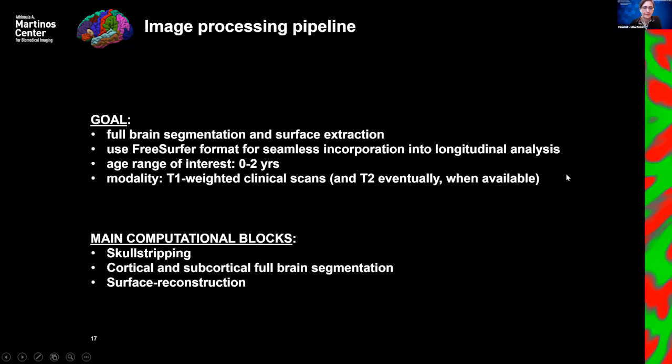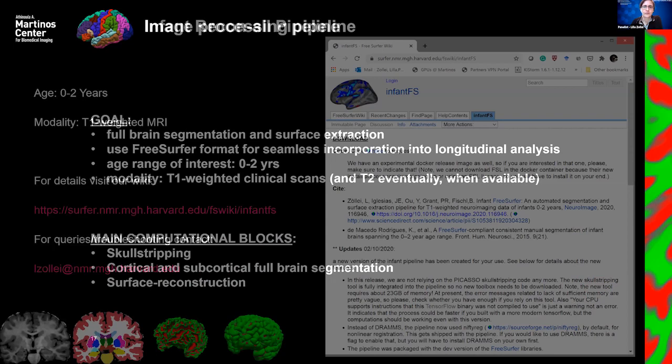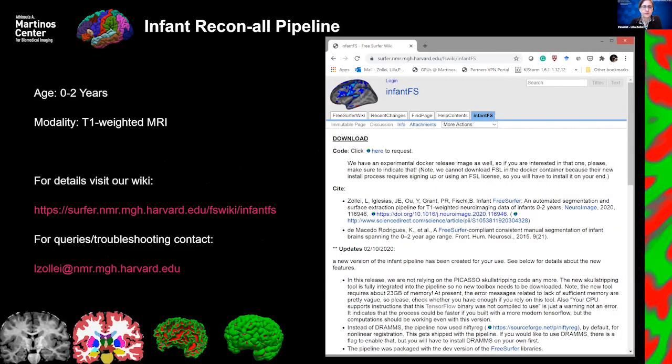So the main computational blocks that I'm going to introduce within this framework are the following. I'm going to talk about something that's called skull stripping, then cortical and subcortical full brain segmentation, and surface reconstruction. Just like all the tools in the FreeSurfer package, when our algorithms get thoroughly tested and validated, we make them open source and freely accessible. So if you're interested in looking at the tools that I'm describing right now or downloading and playing with it, please visit the following website.